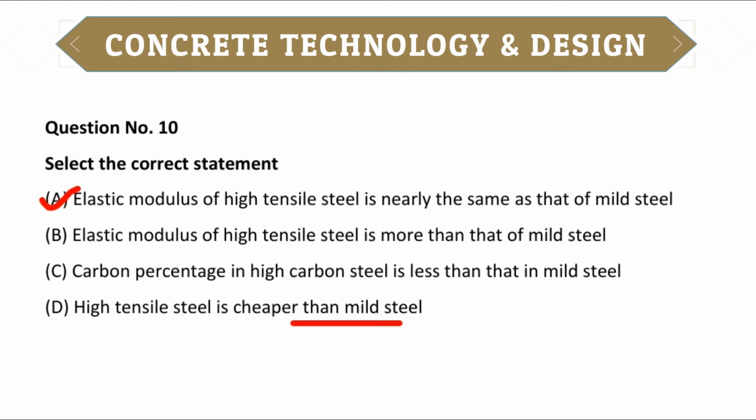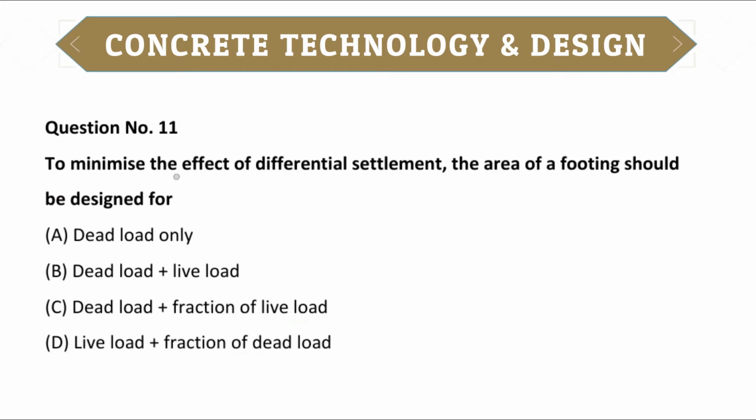So next question, to minimize the effect of differential settlement, the area of the footing should be designed for: option A, dead load only; option B, dead load and live load; option C, dead load plus fraction of live load; option D, live load plus fraction of dead load. So the correct answer is option C, dead load plus fraction of live load.